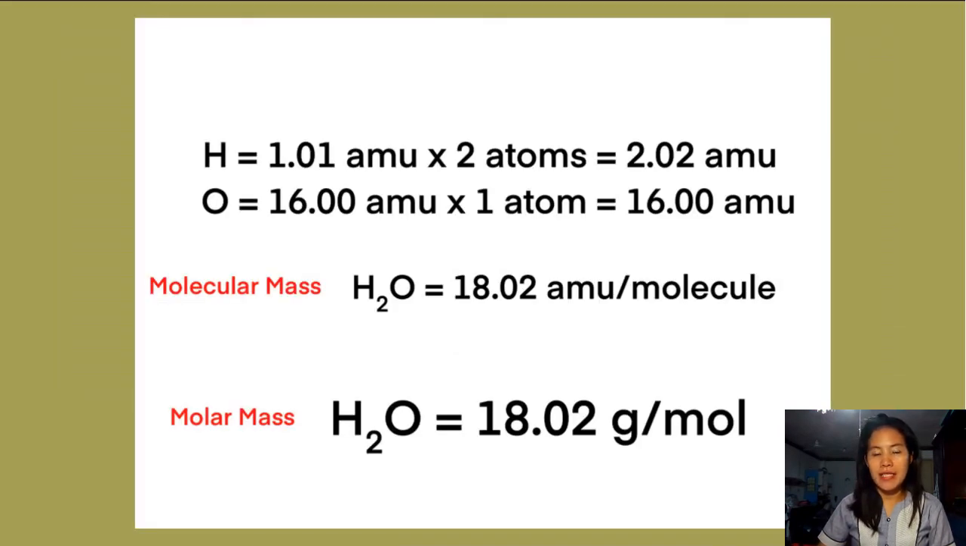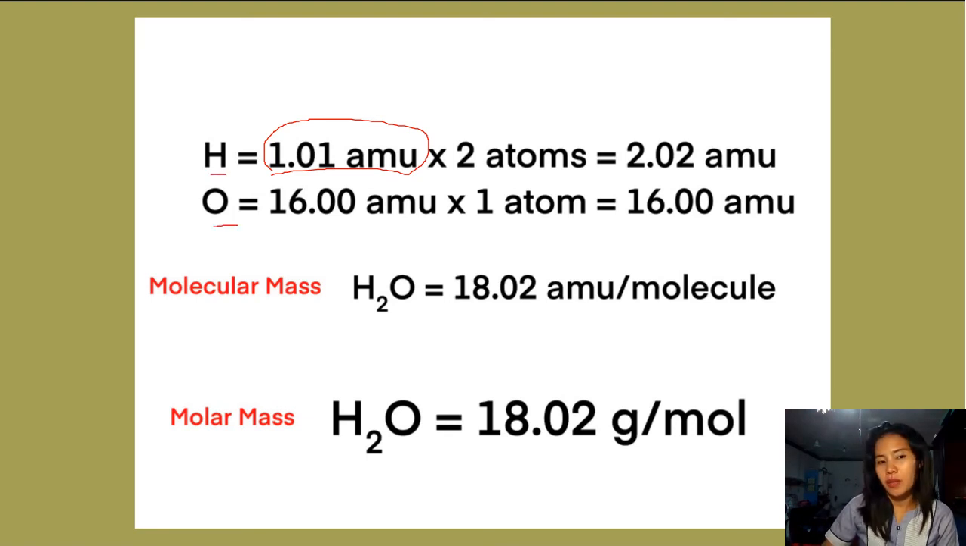But I already have here an example. So for water or H2O, you have to get the help of the periodic table to find the atomic mass of each of the component elements. So we have hydrogen and oxygen. From the periodic table, you will find 1.01 as the atomic mass of hydrogen. And since in the formula of water you have H2O, the 2 here means 2 atoms of hydrogen. So you have to multiply it by 2 atoms and you get 2.02 AMU.